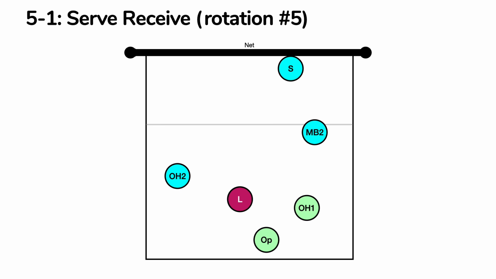And then middle blocker 2 can stay on the right side and hit a slide or another ball on the right side. Or swing around in front of the setter to hit a quick tempo ball. That's where you want to talk with your setter, have the two of you communicating.